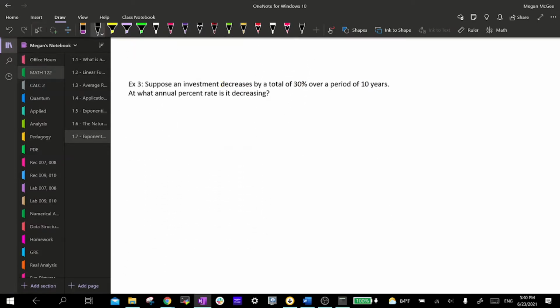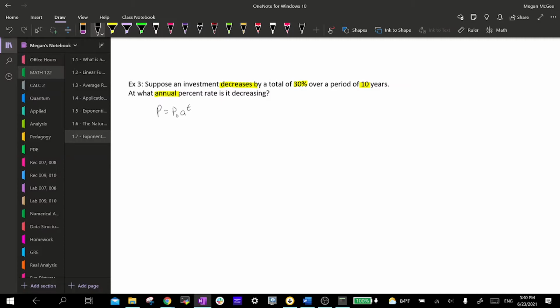All right, so for example 3, suppose an investment decreases by a total of 30% over a period of 10 years. At what annual percent rate is this investment decreasing? All right, so we know that our investment is decreasing by a total of 30% over 10 years. And annually, so we know we're looking at our general formula.